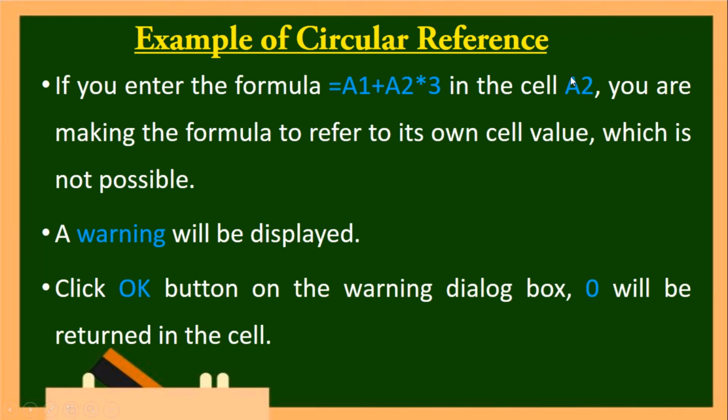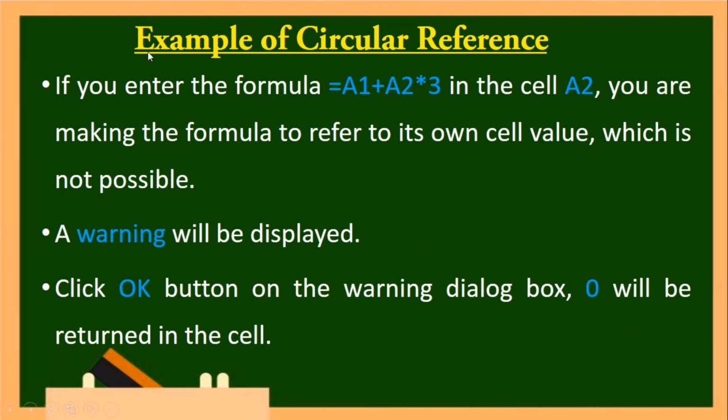Now you are writing the formula in a2 and you are writing what? a1 plus a2. That means you are telling a2 that you add yourself. So you are making the formula refer to its own cell value, which is not possible. How can a2 add itself to a1 and then multiply by 3? So this will display a warning message, and you have to click the OK button on the warning dialog box. Then the value which will be returned will be 0.